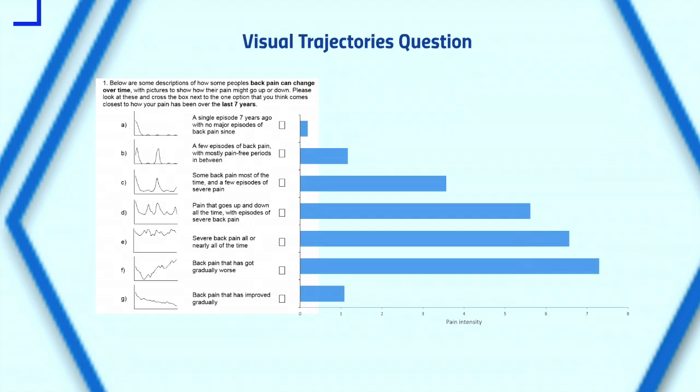So what I did was create a new question that asked patients to put themselves into a trajectory and tell us which trajectory they're actually in. And we had no idea whether patients would actually be able to do this. But when we sent it out to people in our studies, we found that people could put themselves in a trajectory. They could tell you what their back pain looked like over time.